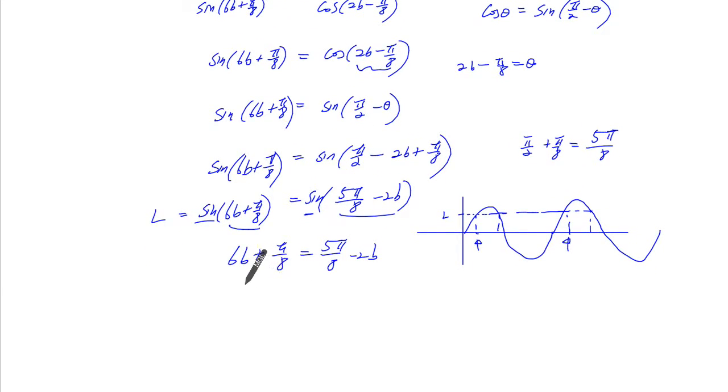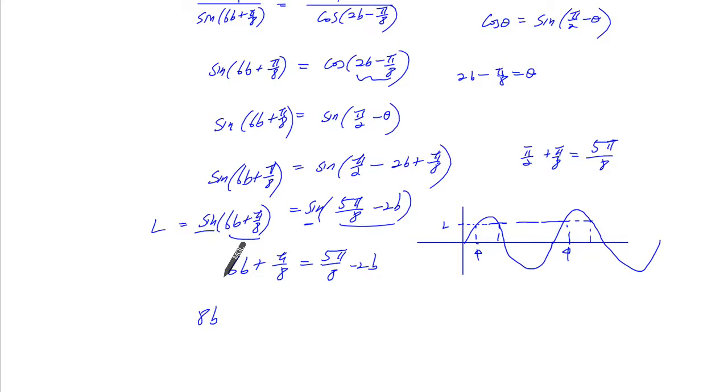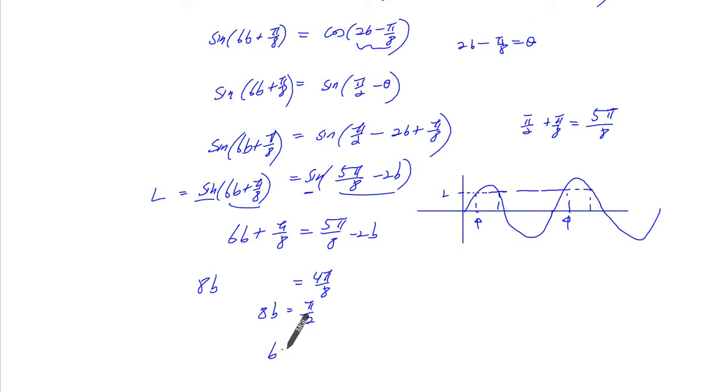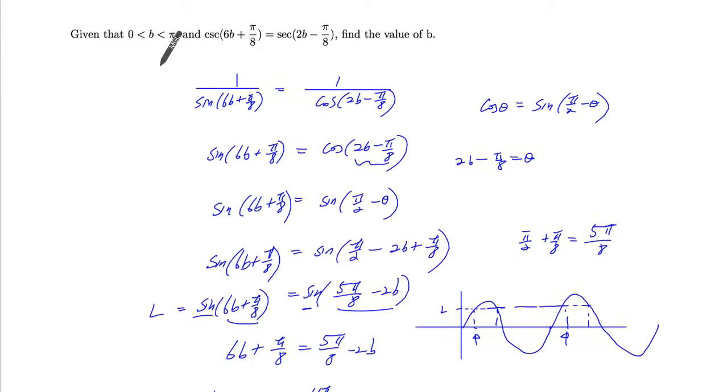Let's solve and see what we get here. We get 8b. 8b is equal to, you subtract both sides by pi over 8, you get 4 pi over 8. So that's pi over 2. So b is equal to pi over 16. Okay, so that is in between 0 and pi.